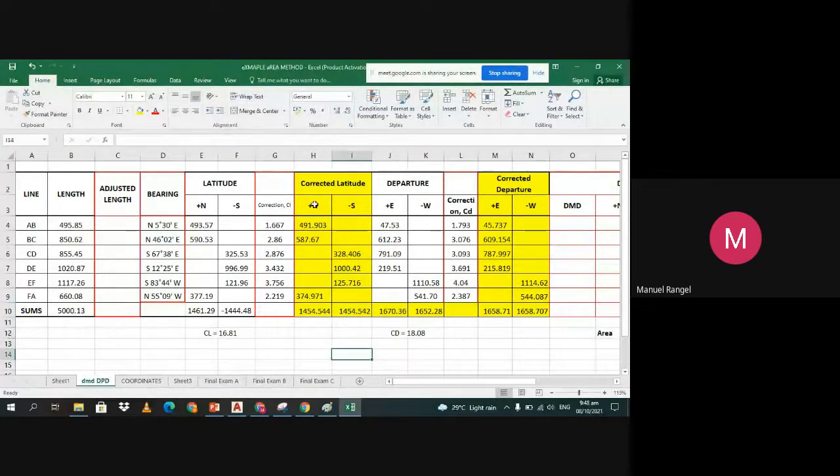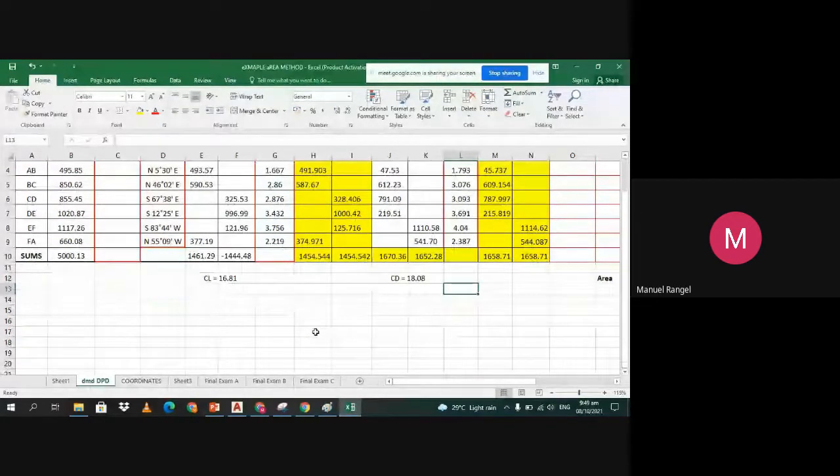So, you can see the summation of the corrected latitude and the summation of the south latitude are almost the same value, 1454.544. The corrected latitude and the corrected departure should be equal. 1658.71, so it can be rounded up to 1658.71. To be correct, they should be equal. If they are not equal, there is a mistake in your computation of the correction and the corrected latitude and departure. So that is the check. Now we will compute for the, what do we need next?